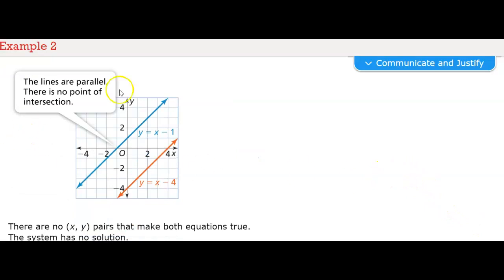With both of the lines on the graph, you can see that they are parallel, which means there's no point of intersection. They will never cross each other. So for this particular equation, there's no solution because they will not intersect. So the system has no solution.